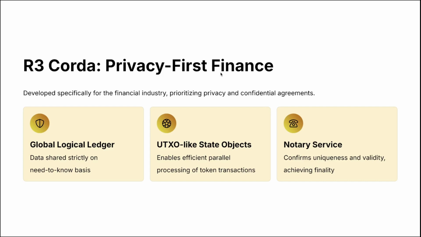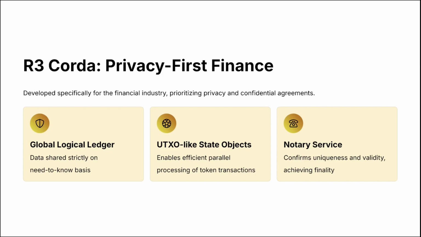Corda, developed by R3, is a privacy-first distributed ledger platform designed especially for the financial industry. At the heart is the concept of a global logical ledger. While it appears unified, in reality, each participant only sees the data relevant to their transaction. This approach ensures confidentiality and compliance.